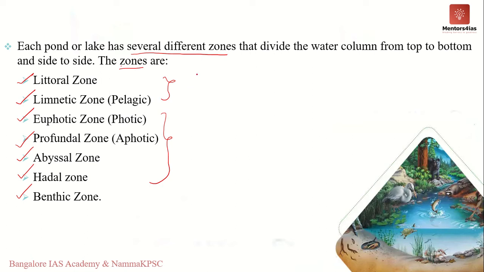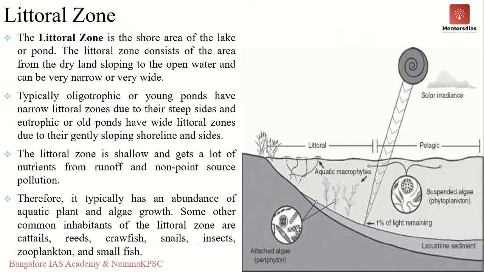The first two, the littoral zone and the pelagic zone, represent the horizontal zonation of a water body, whereas the rest represent the vertical zonation. We'll quickly go through each and every zone of a water body. First we'll take up horizontal zonation, the littoral zone and pelagic zone, and then move on to the vertical zonation.